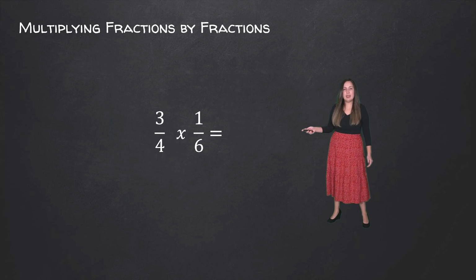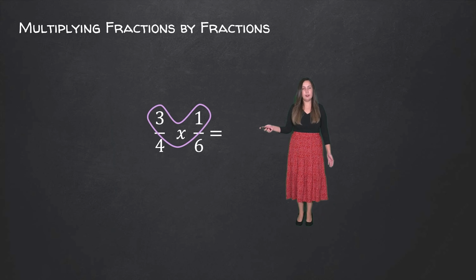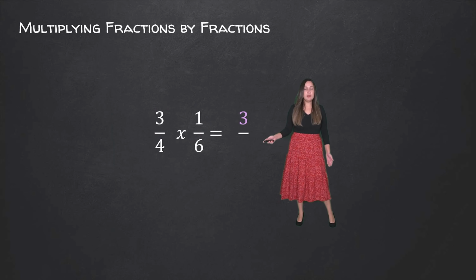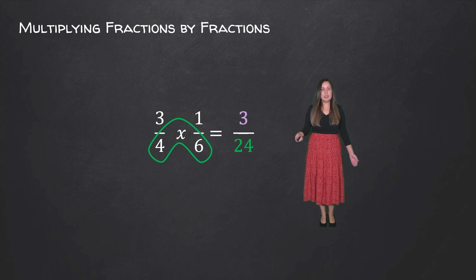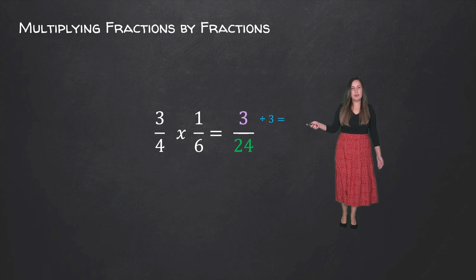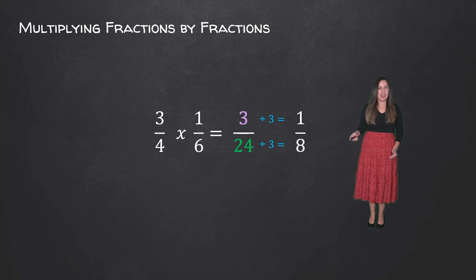Now, if we did not have our model, we would have to go ahead and multiply our numerator by our numerator. 3 times 1 is equal to 3. And then multiply our denominator by our denominator. 4 times 6 is equal to 24. We get 3 over 24 just like we did previously. And now we have to simplify it by dividing the numerator and the denominator by 3, giving us an answer of 1 over 8.